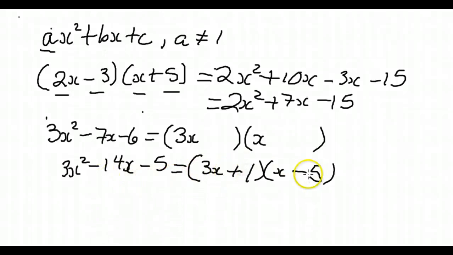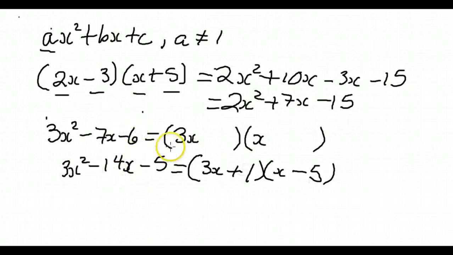This method is called guess and check. And so the important part is check. Once you've guessed, once you've filled this in, then you have to check and make sure that these signs are in fact correct. If you had put a plus here, you'd get plus 15x. The minus here would give you a minus 1x. You'd end up with a plus 14x. So that would be the wrong way around.